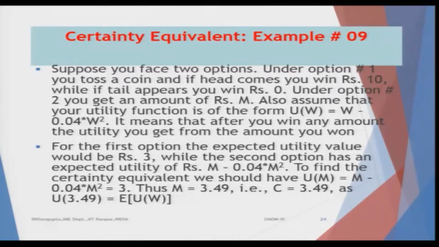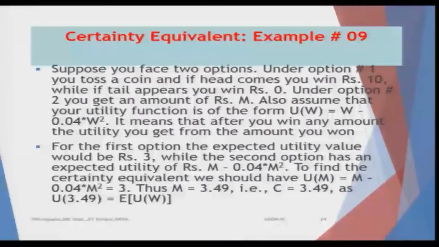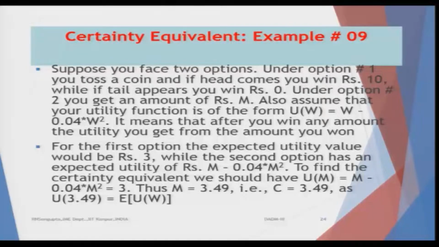So, first let us understand what a certainty value is, considering the utility function is given. Let me read out the problem. Suppose there are two options, option 1 and option 2. Under option 1 you toss a simple unbiased coin, and if a head comes, which has probability half, you win 10. But mark my words, it is not mentioned what net worth accrues to you if you win 10. If a tail appears, you win 0. Again, 0 is the so-called wealth; it does not tell you the actual value.